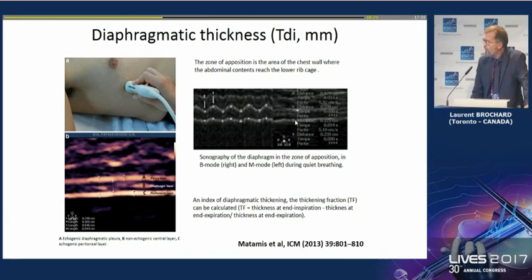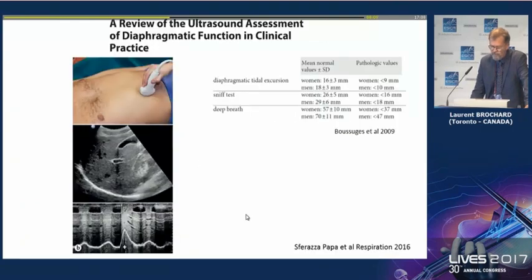And then you can quite well visualize the diaphragm. I will show you some precise data. Between the pleural layer and the peritoneal layer, it's easier to see on the right side because of the liver. And you can see the motion of the diaphragm and the contraction of the diaphragm. In fact, there have been two techniques.